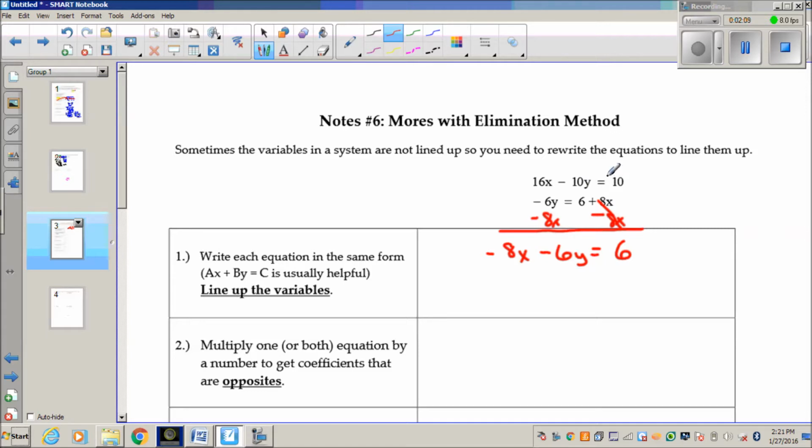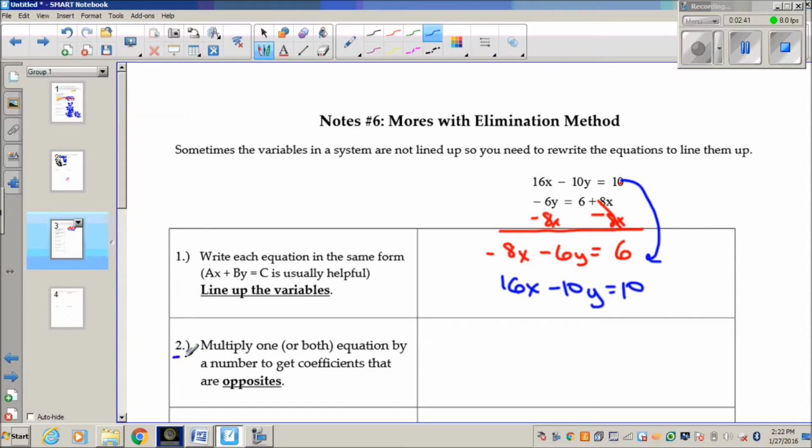Okay, so I've lined it up exactly. So now I can see when I put the second equation right underneath it that they're lined up in the same manner. 16x minus 10y equals 10. X's here, y's, your equal sign is lined up, and the constants. So that's step 1, is to rearrange your equations so they're lined up.